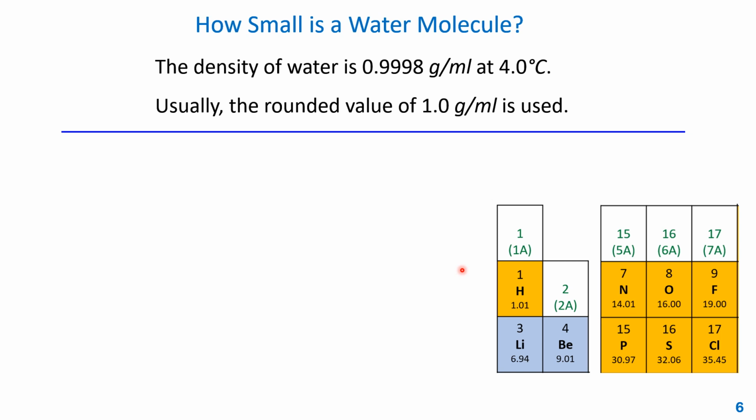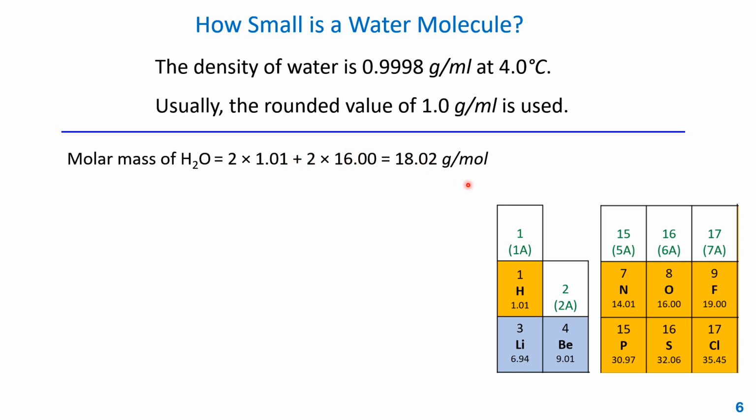So water is H2O. We need hydrogen and oxygen molar masses. So the molar mass of water is 2 hydrogen plus 1 oxygen, so 18.02 grams per mole. That means 1 mole of water is 18.02 grams. And then we know the density is 0.998. So the volume will be mass divided by density. So 18.02 divided by 0.9998, it's again about 18.02 milliliter, because the unit is grams per milliliter.